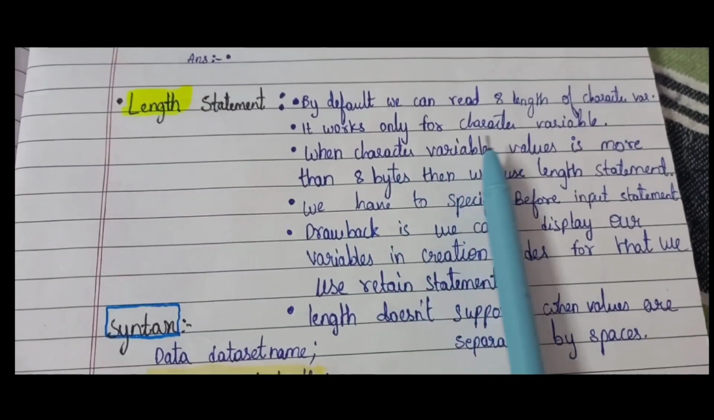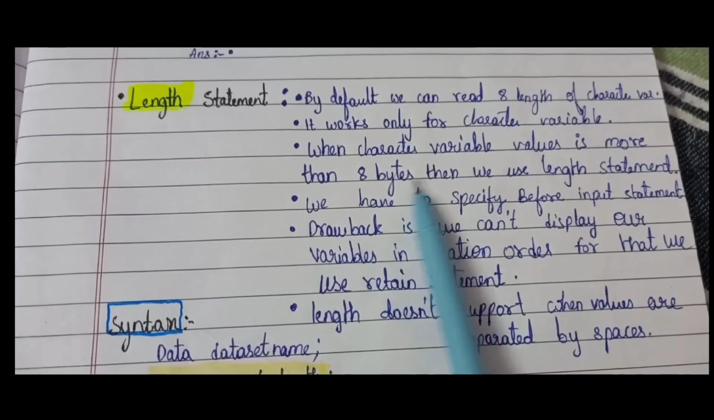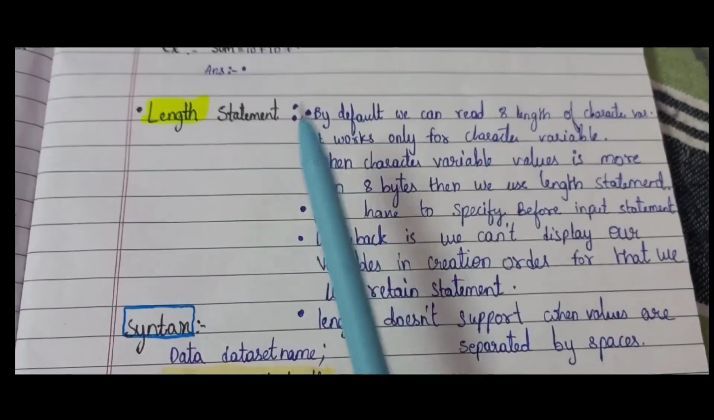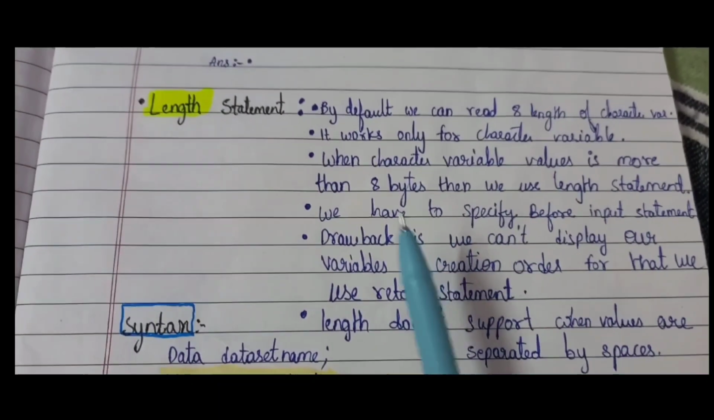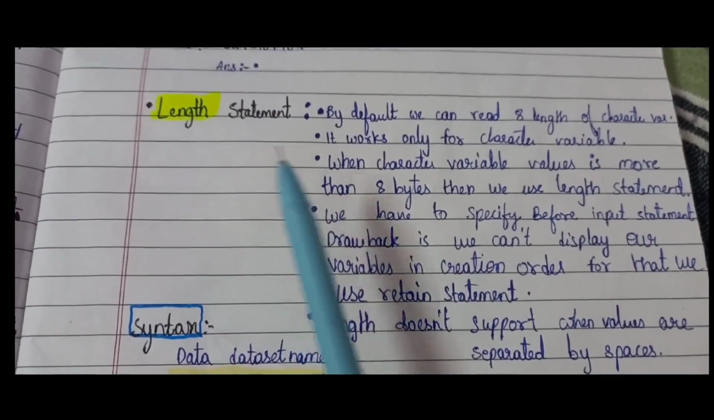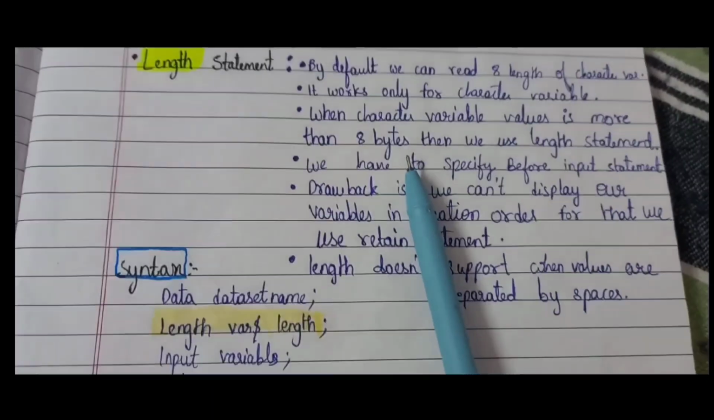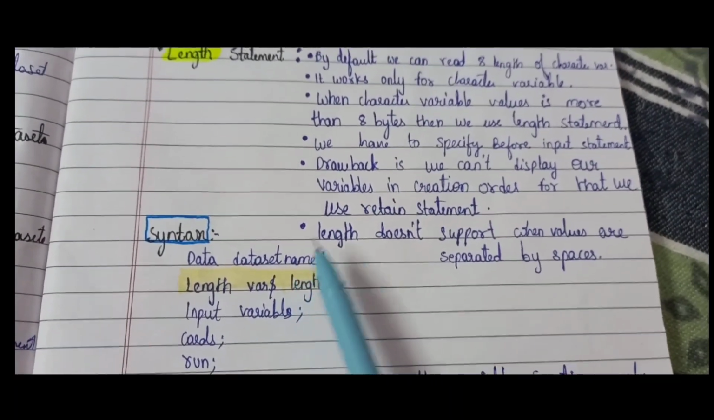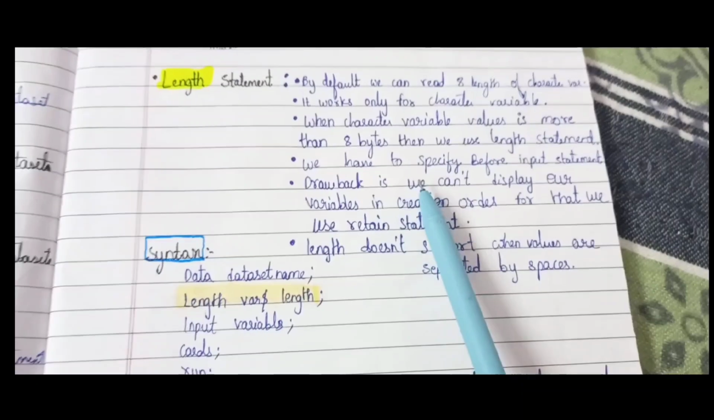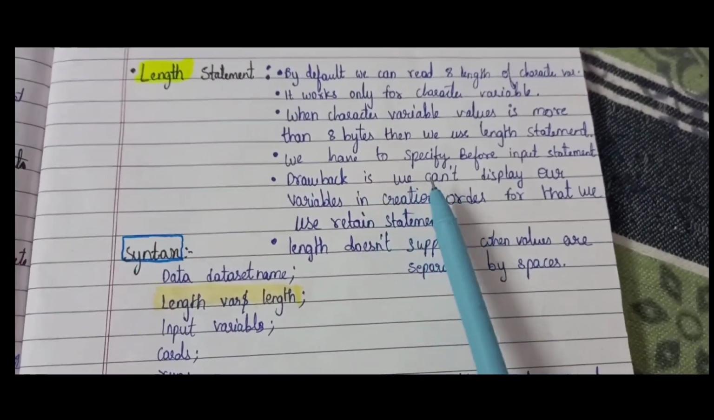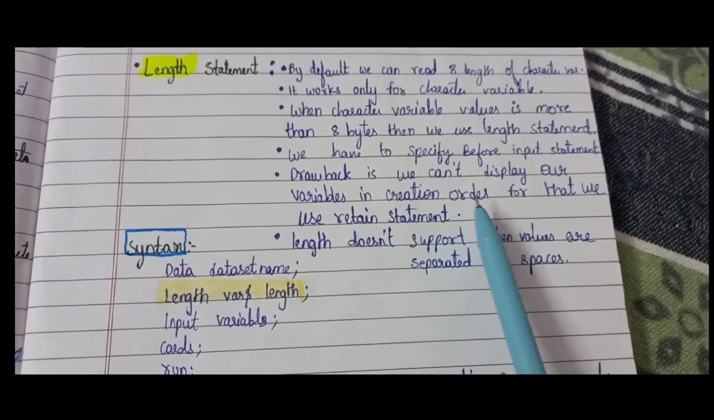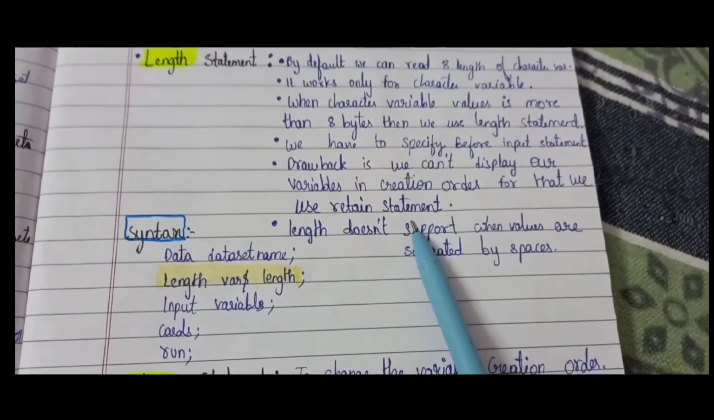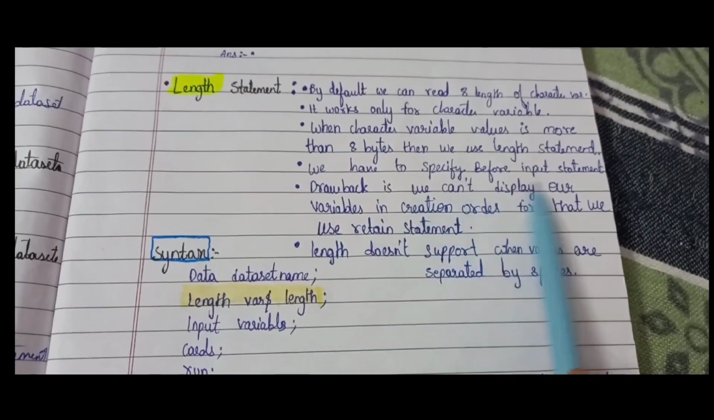When a character variable's value is more than 8 bytes, or exceeds 8 bytes, then we will use this length statement. We have to specify it before the input statement. In the syntax you can see the length statement is before the input statement. One drawback is that we can't display our variables in creation order. For that we use the retain statement. In the code I'll explain the drawback.